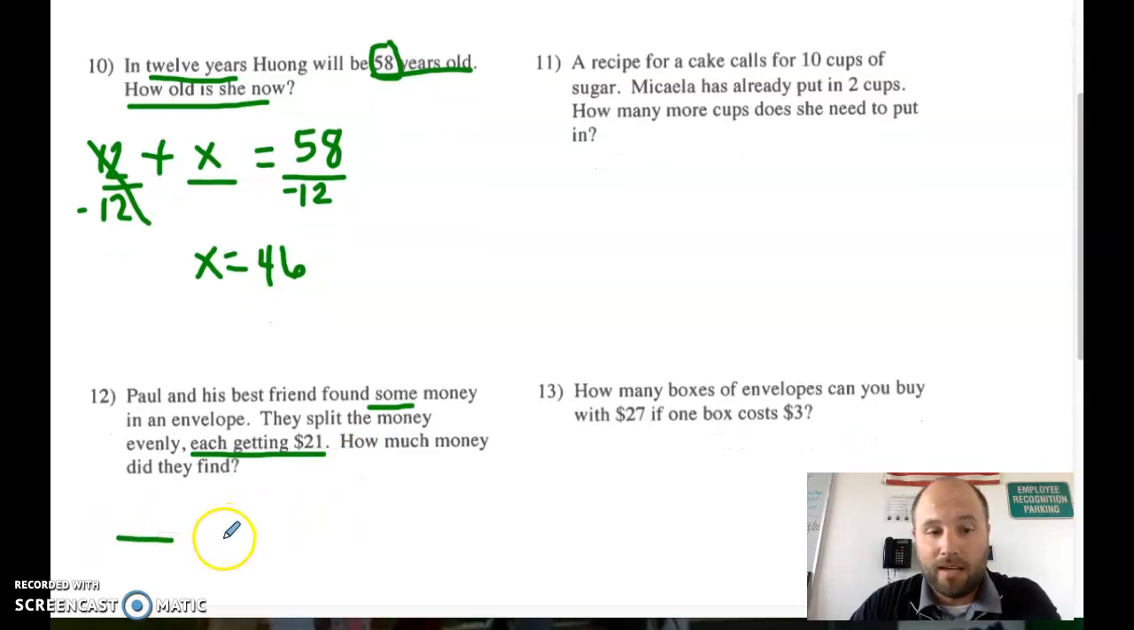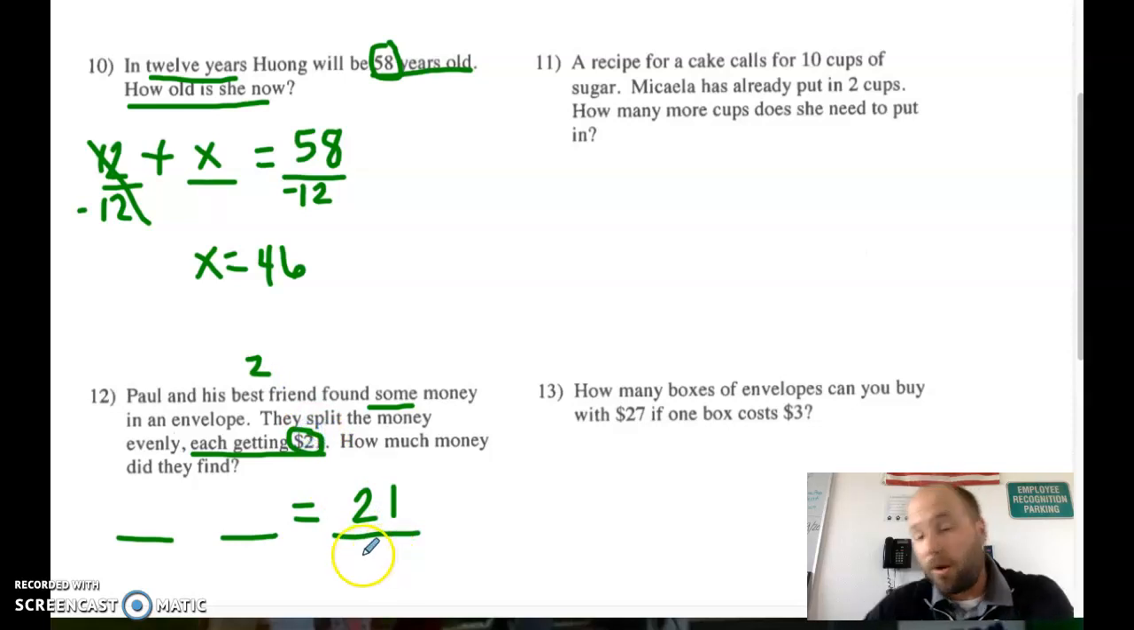So something equals something, all right? So they found some money, each getting $21. How much money did they find? All right, so how many people? Paul and his best friend. So we know we've got 2 people. 21 is our total.